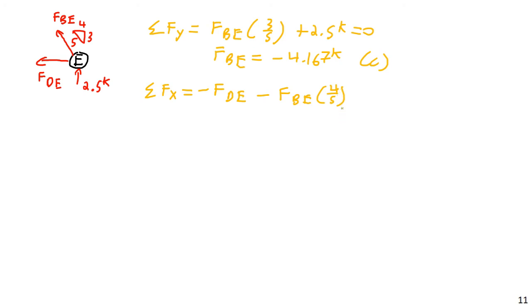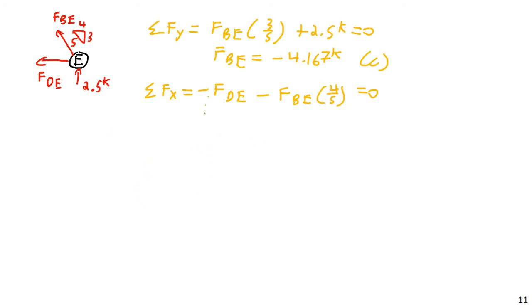And that shouldn't be any surprise there. And then, times BE, 4 over 5, and all of this must be equal to 0. And that should be BE here. Okay.